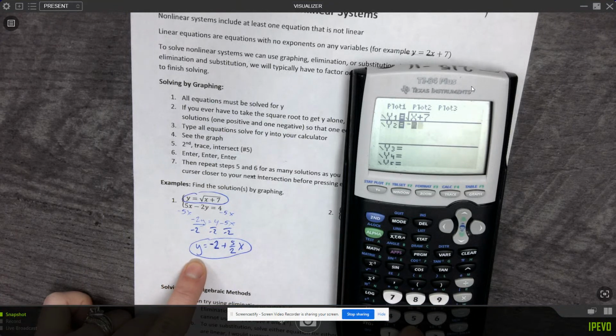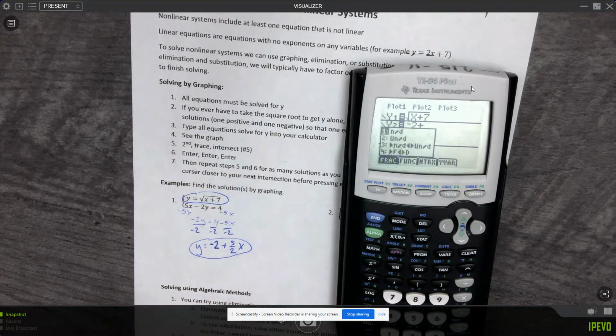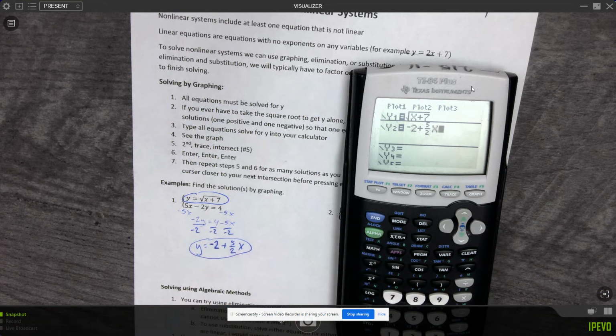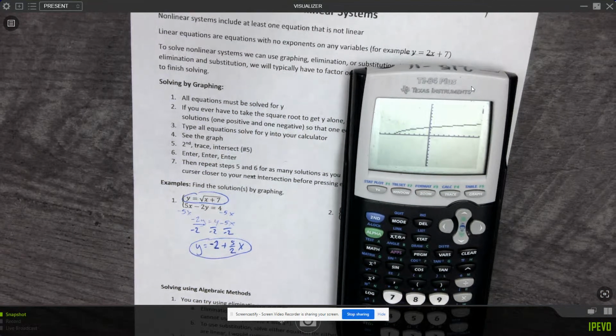And then I've got -2 plus, and then alpha y equals, hit enter to get a fraction. 5/2, arrow over, and x. If you're having any issues or difficulties getting any of that typed in there, please let me know. You need to go graph so that you can see your graph.